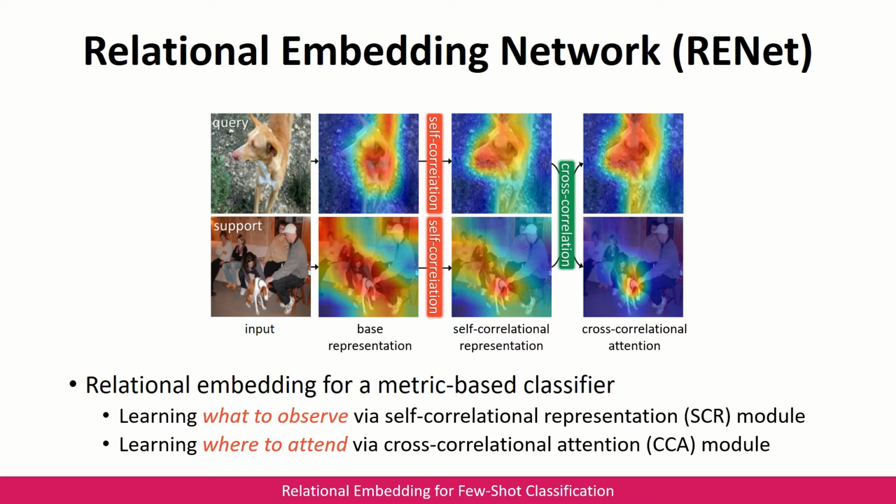Each of these modules extracts features from either a self or cross-correlation to form an image embedding, so we call it Relational Embedding Network, or RENet. I'll talk more about each process in the following slides.